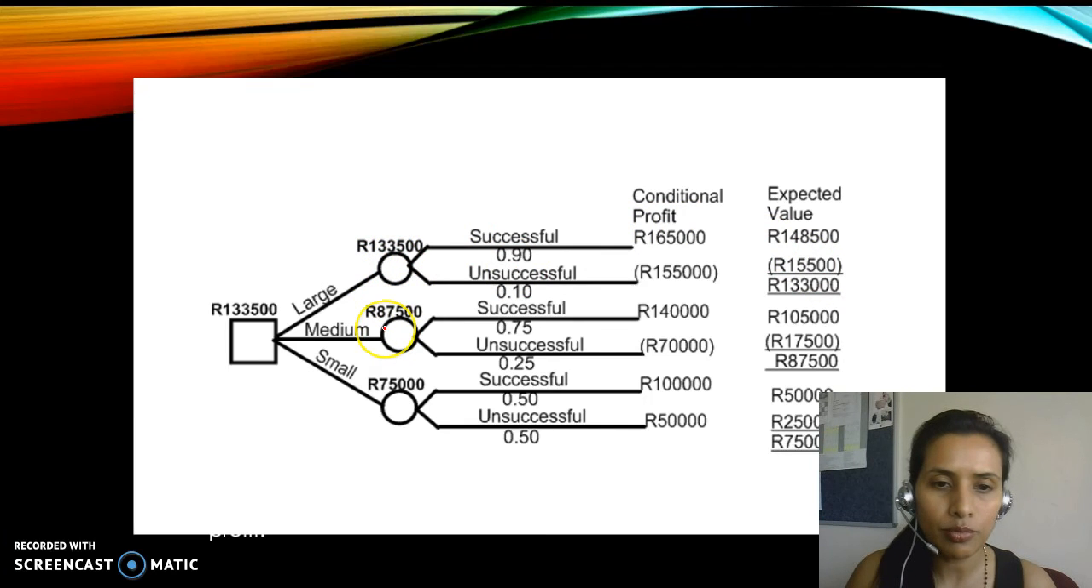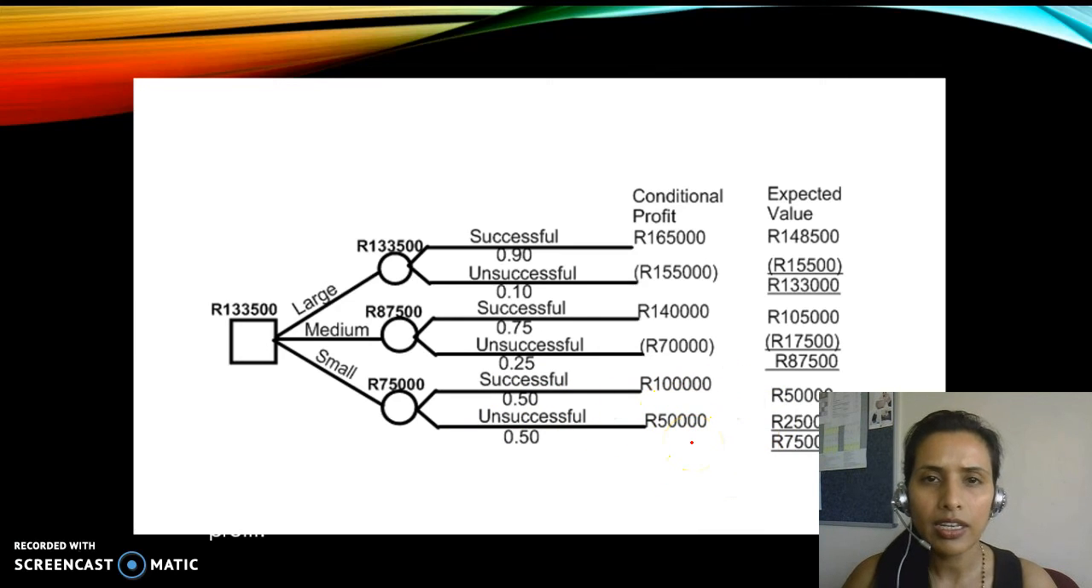You will follow the same procedure for your medium-sized factory, where you multiply the probabilities by the conditional profits to give you your expected value. And for the medium-sized factory, you can see that the expected value of profit is 87,500. This would then be written in this outcome. And if you go the small factory route, the expected profit that you can make is 75,000 after following the same steps of multiplying the probabilities by the conditional profits.